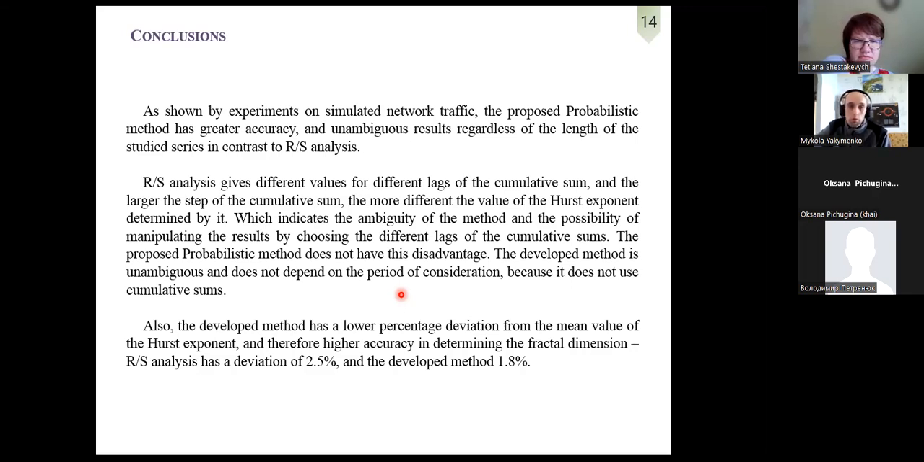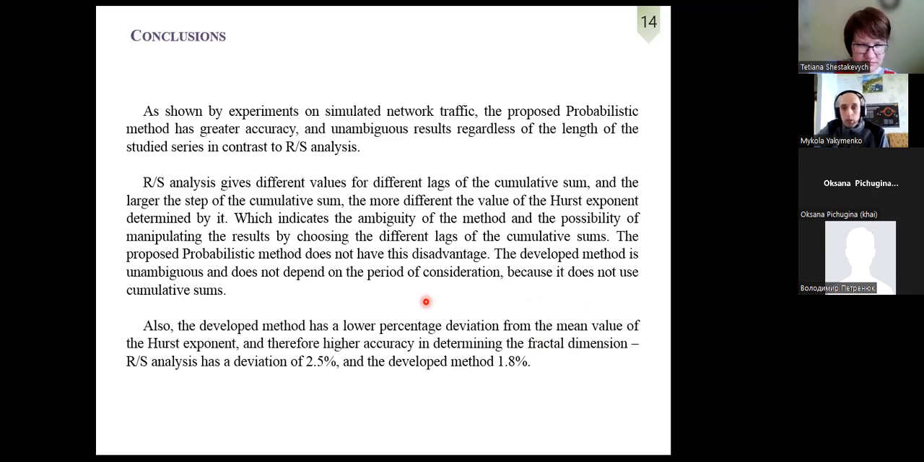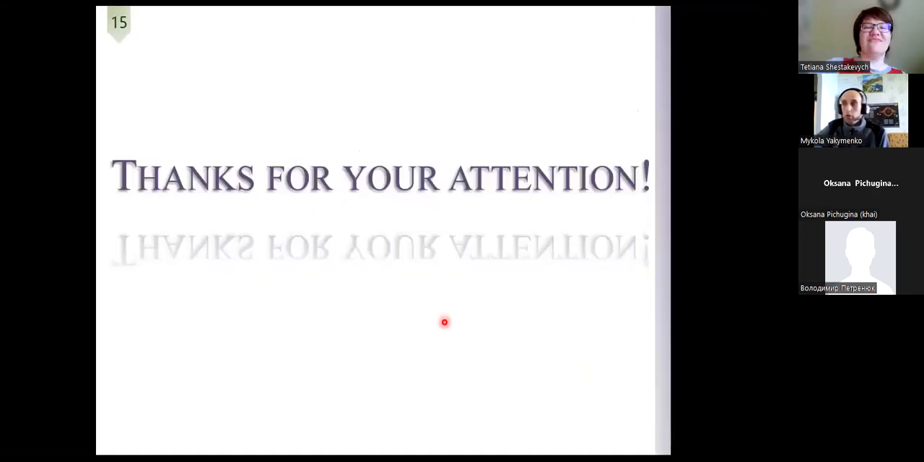The proposed probabilistic method does not have this disadvantage. The developed method is unambiguous and does not depend on the length of cumulative sums. It does not depend on the period of consideration because it does not use cumulative sums. Also, the developed method has a lower percentage deviation from the mean value of the Hurst exponent, and therefore high accuracy in determining the fractal dimension: 2.04 for rescaled range analysis and 1.8 for our method. And thanks for your attention.